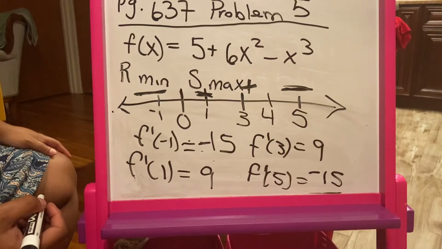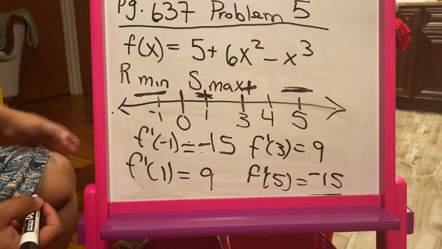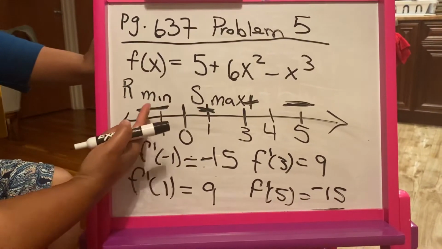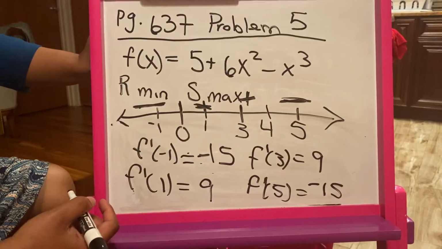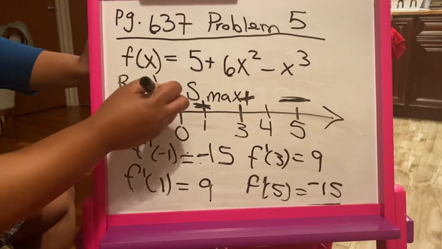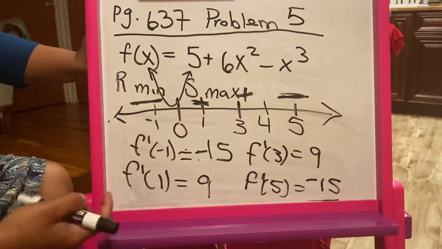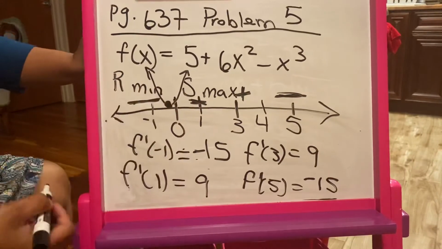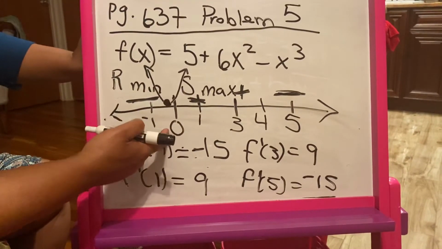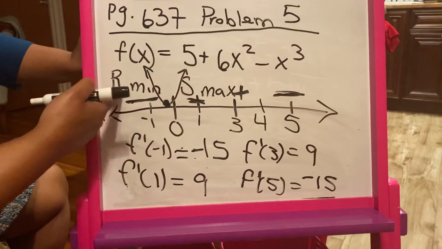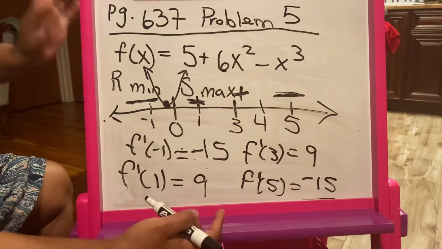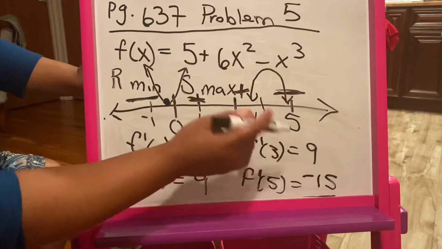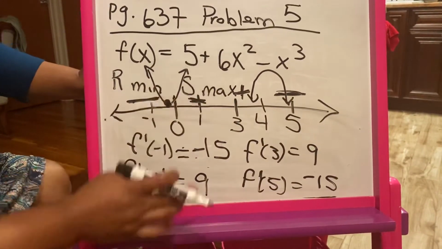Now, how do I figure out which one is R and which one is S? So it says that R is a minimum. Now, we all know that minimums mean that our function is decreasing and then increasing. So this means that at the critical value at 0, this has a minimum point. So that means that 0 is actually part of R. And I know when I have a maximum, that means it's increasing, then decreasing. So that means 4 is S, which is a maximum point.